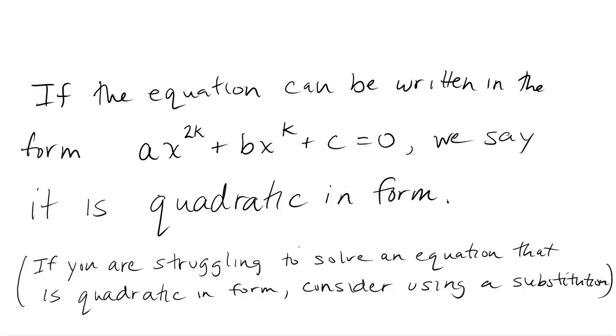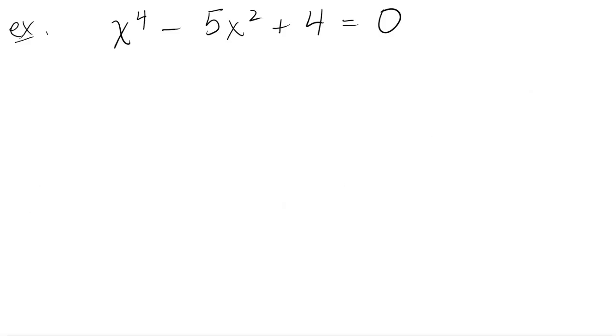Let me explain. Here's basically what this says. If you rewrite your equation so that you have 0 on one side, and you notice that one of the exponents on the variable is 2 times the other exponent, and then the third term is a constant, we say an equation like that is quadratic in form. That's exactly what we have in our first example.